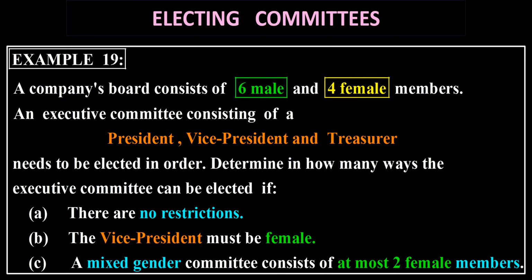Now an executive committee consisting of a president, a vice president, and a treasurer needs to be elected. Determine how many ways the executive committee can be elected if, first of all, there are no restrictions. B, there's a restriction now: the vice president must be female. C, it must be a mixed gender committee, and at most 2 female members need to be on the committee. So let's look at that.